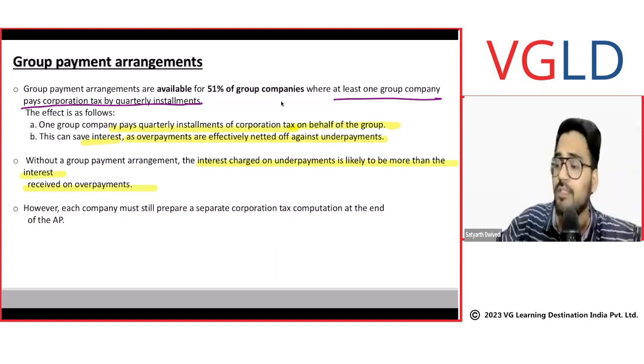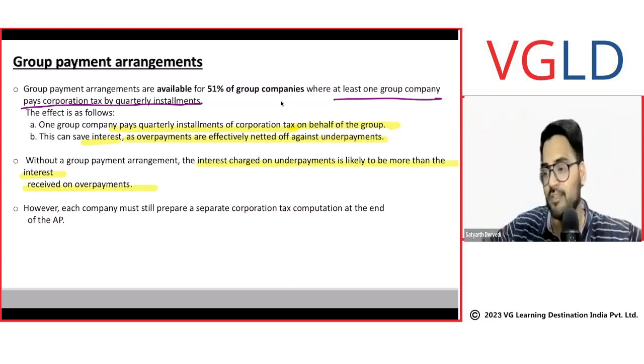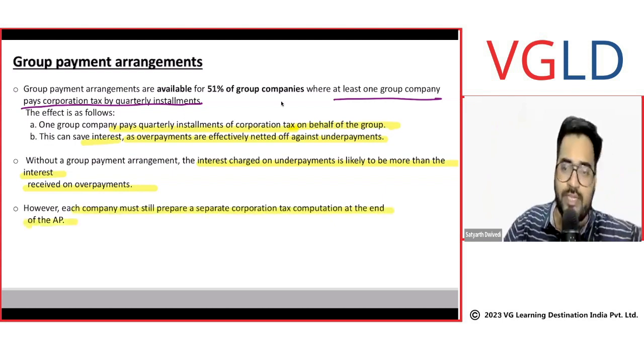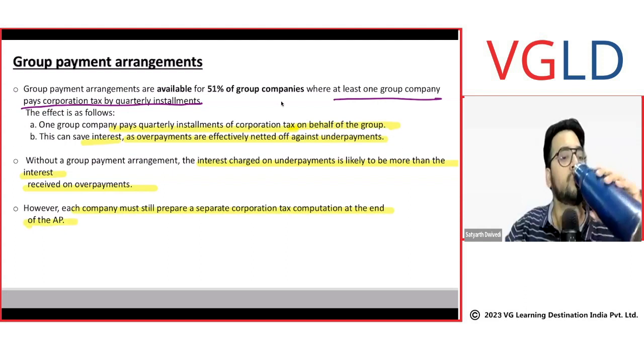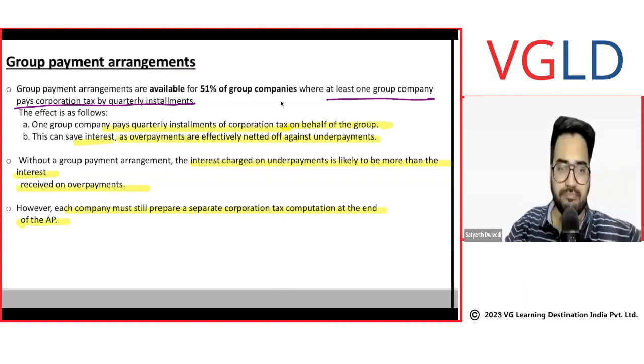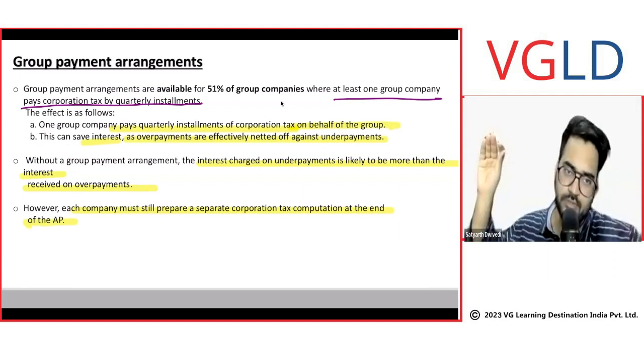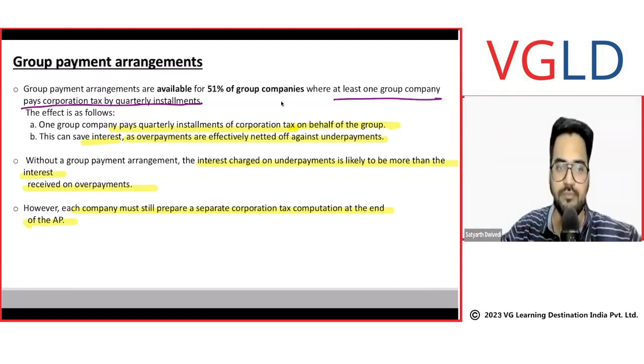Why, sir? Because then you are not paying quarterly. So then your interest will be much higher. So you're paying after 9 months from the end of the AP. However, each company must still prepare a separate corporation tax computation at the end of the AP. Clear? Yes. Is this clear? Simple, sir. One company can pay for the entire group. Right? Yes, is this clear?